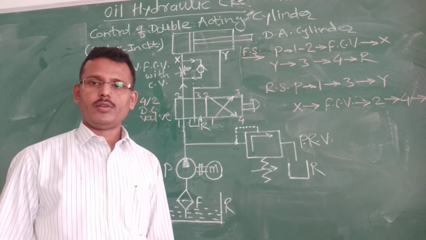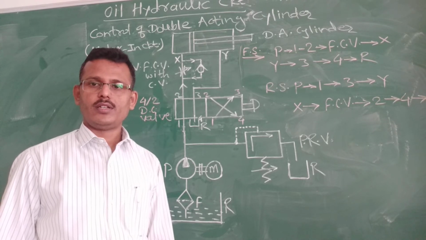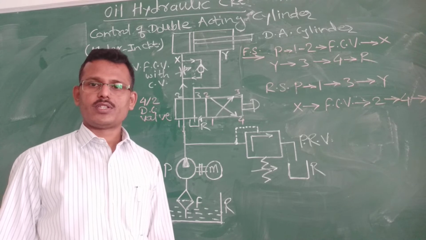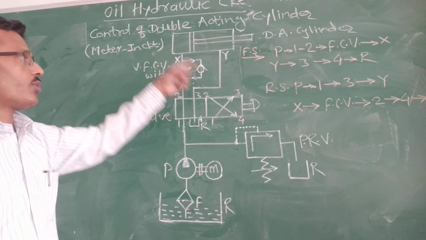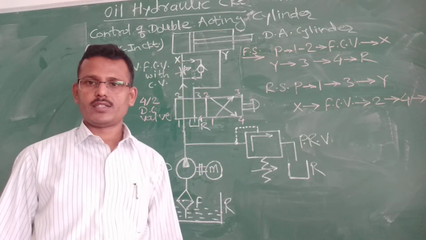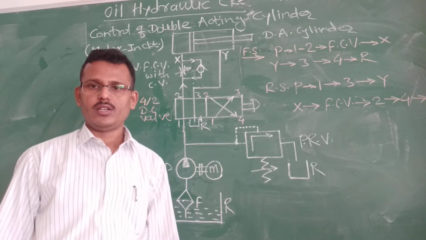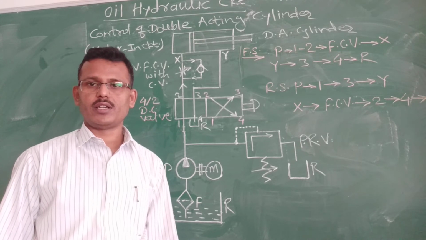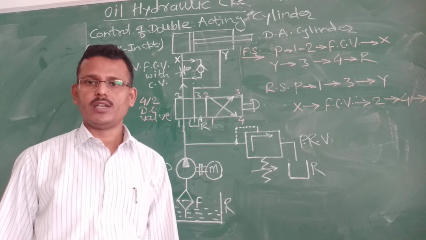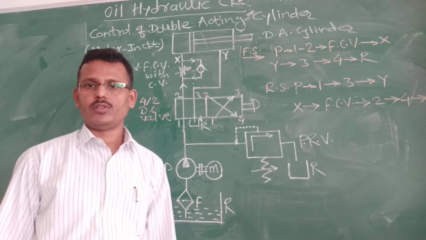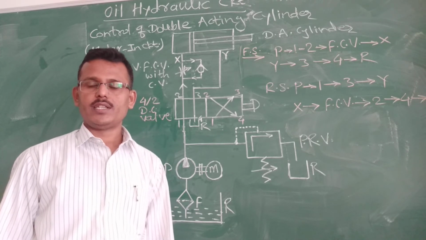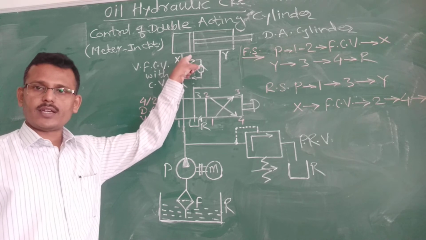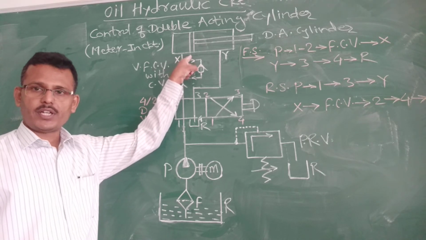This is the third video of oil hydraulic circuit. So in this video today we are going to discuss control of a double acting cylinder, that is the meter-in hydraulic circuit. So first of all, why is this circuit called a metering circuit? What is the meaning of metering circuit? Meter means to control the flow of the oil when it is admitted inside the cylinder or actuator. That's why this circuit is called a metering circuit.